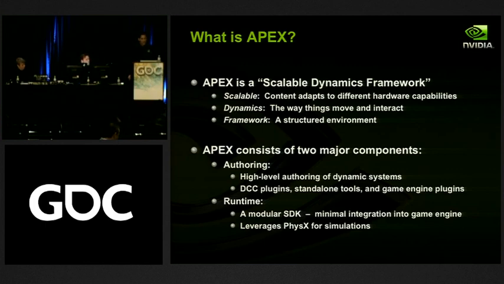Apex consists of two major components. We have the authoring component and the runtime component. In the authoring, we really wanted to make sure that the artist is sitting in the driver's seat. So it's a high-level authoring, and artists can basically generate any content without going to a physics engineer and asking them, okay, how do I do that? How can I implement this? They don't need any support engineers for that either. And then we have the runtime. That's a modular SDK, which sits on top of our physics SDK.